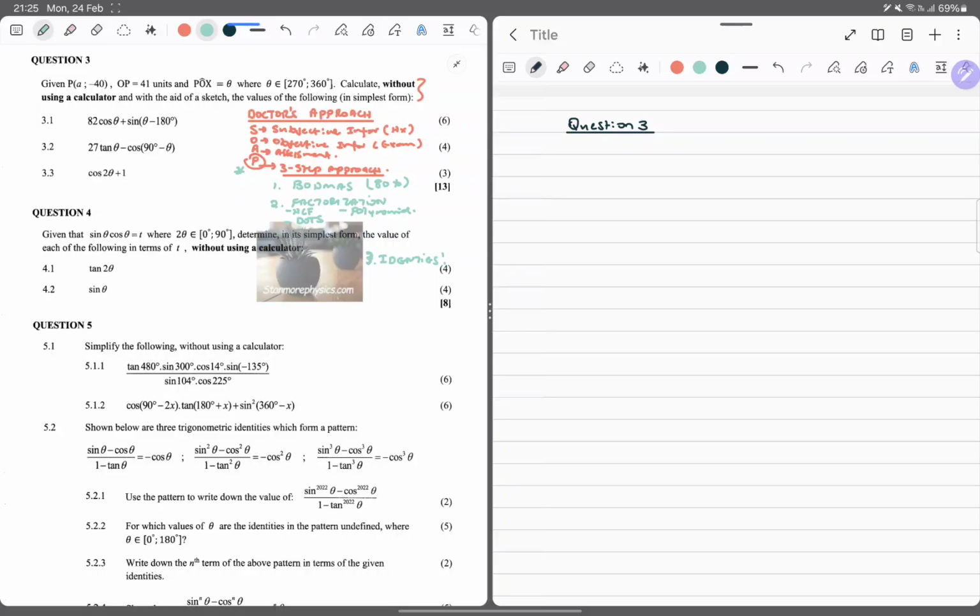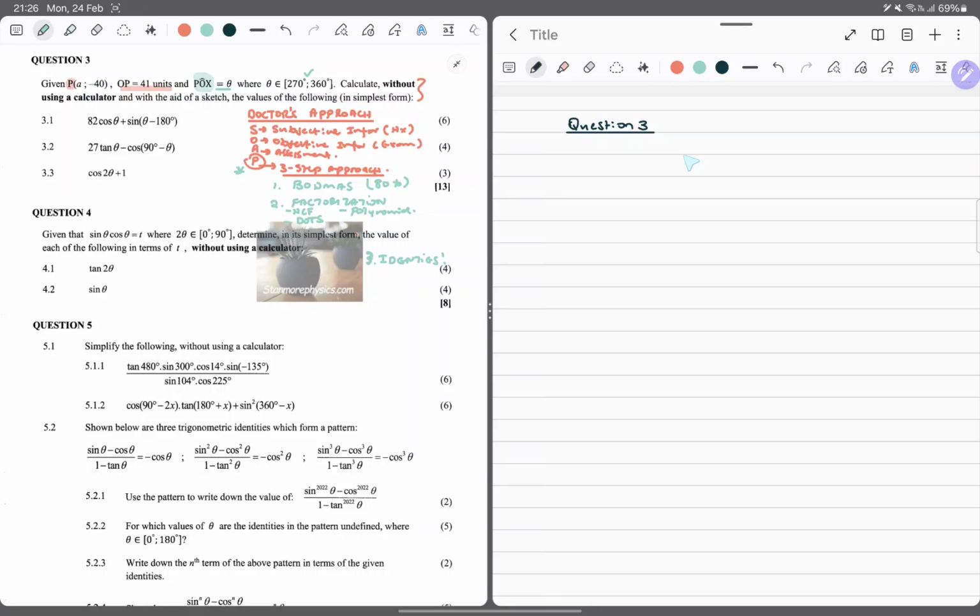So let's read. What are we given? We are given point P with coordinates (a; -40) with OP, that is 41 units. So that's the length from the origin to point P. So this is on the Cartesian plane. And POX, this is now the angle, which is theta, where theta is greater than or equal to 270 degrees, or is less than or equal to 360 degrees. So just there, where are we?